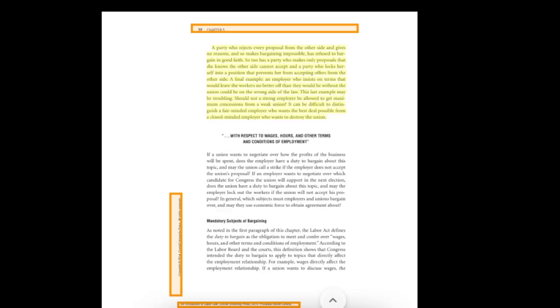So too has a party who makes only proposals that she knows the other side cannot accept, and a party who locks herself into a position that prevents her from accepting offers from the other side. A final example: an employer who insists on terms that would leave the workers no better off than they would be without the union could be on the wrong side of the law. This last example may be troubling. Should not a strong employer be allowed to get maximum concessions from a weak union? It can be difficult to distinguish a fair-minded employer who wants the best deal possible from a closed-minded employer who wants to destroy the union.